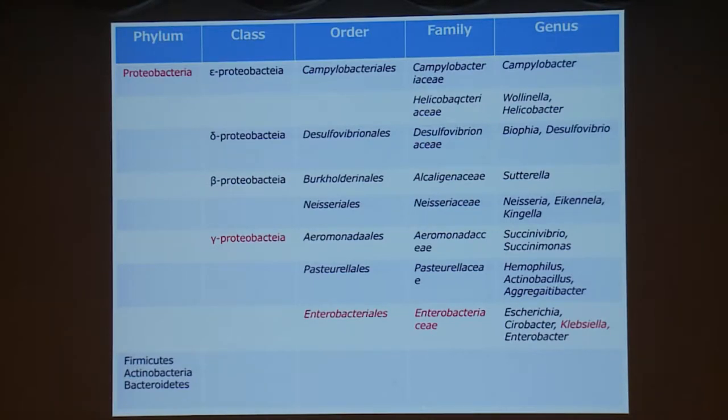This slide shows the representative classification in proteobacteria. So, Klebsiella pneumoniae, which I will focus on later, is classified in proteobacteria phylum, gamma proteobacteria class, enterobacterial order, and enterobacterial family.